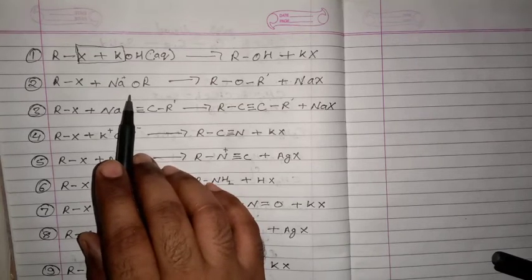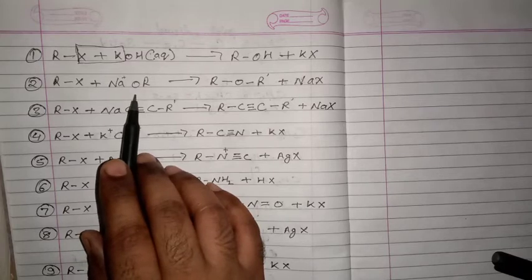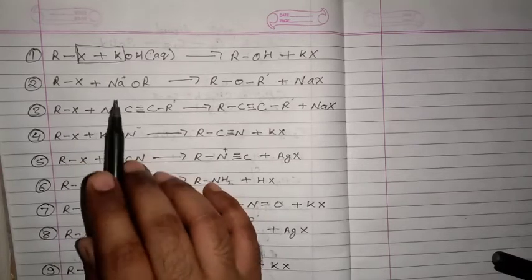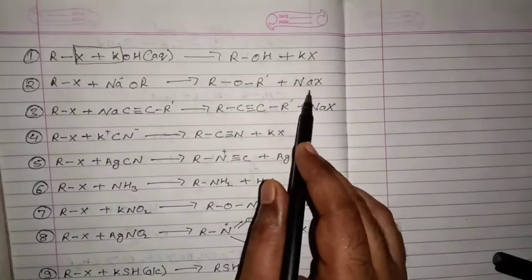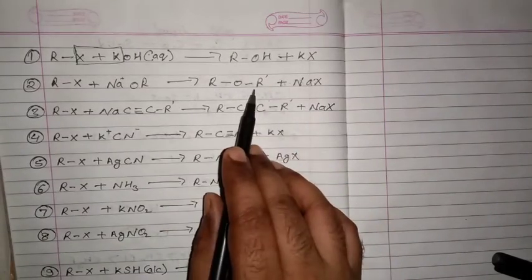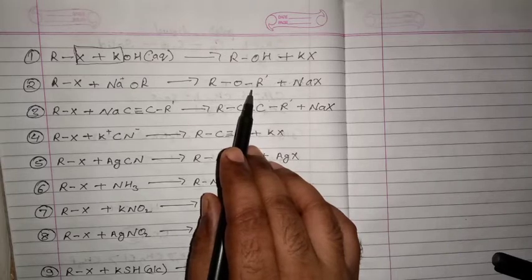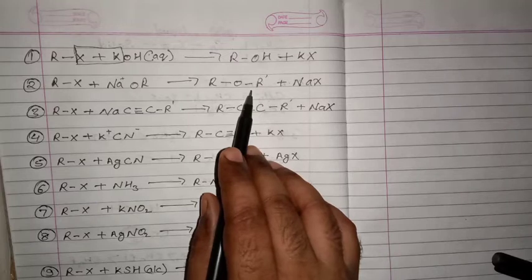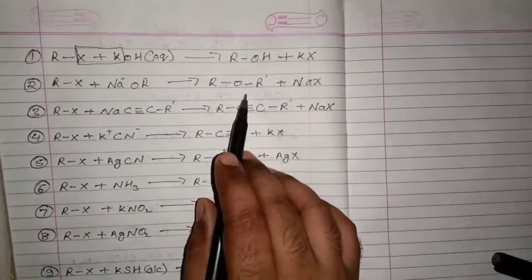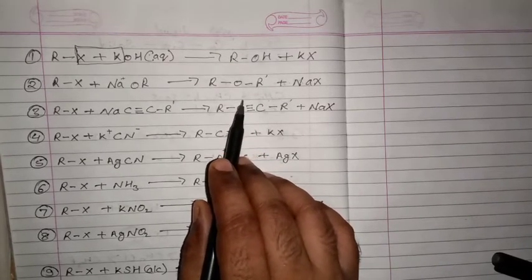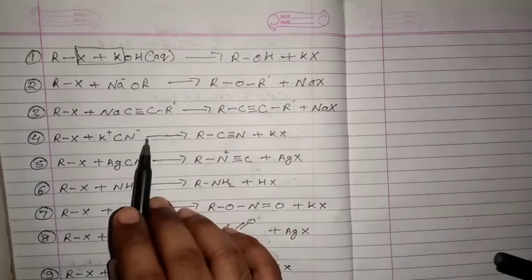When sodium alkoxide reacts with a haloalkane, the sodium halide is removed, and what is formed here? An ether has been formed. So this is the Williamson synthesis for the preparation of ether. Then substitution by the alkyl group, what does it mean?